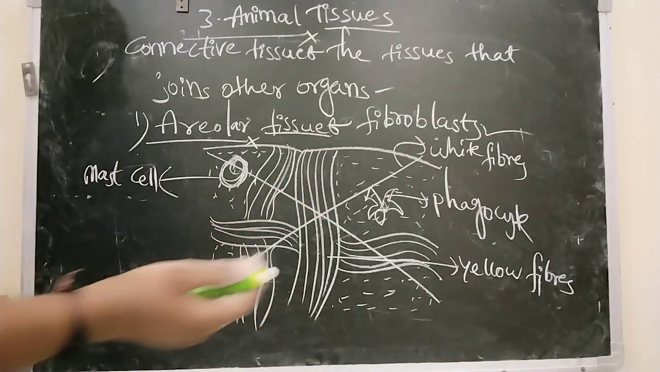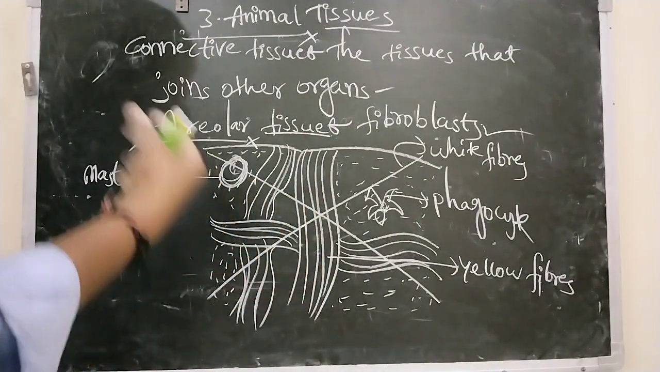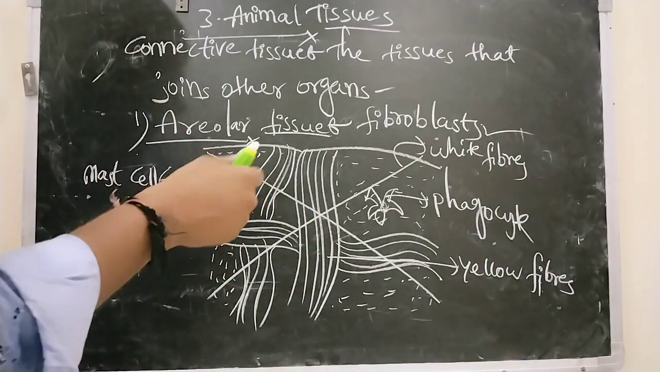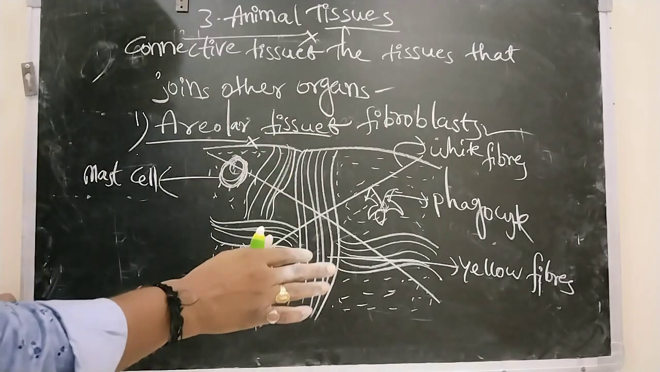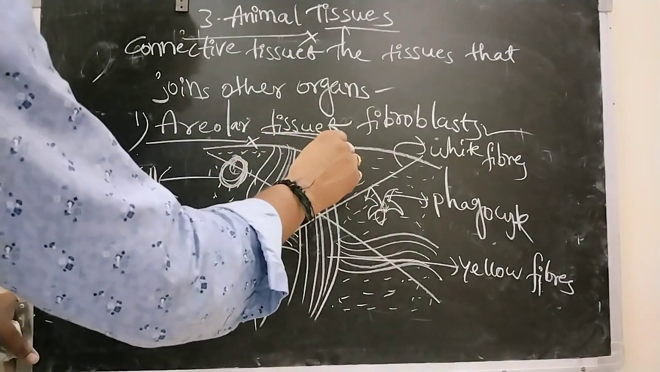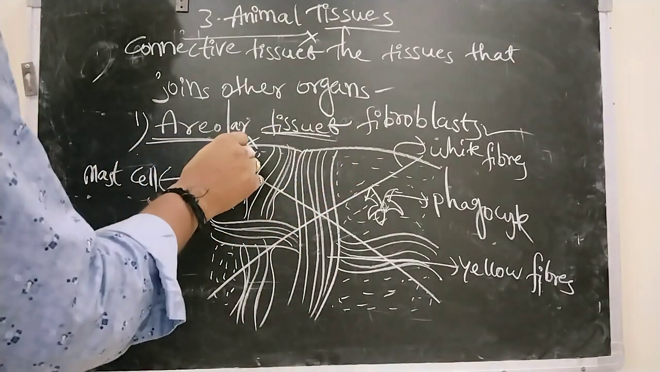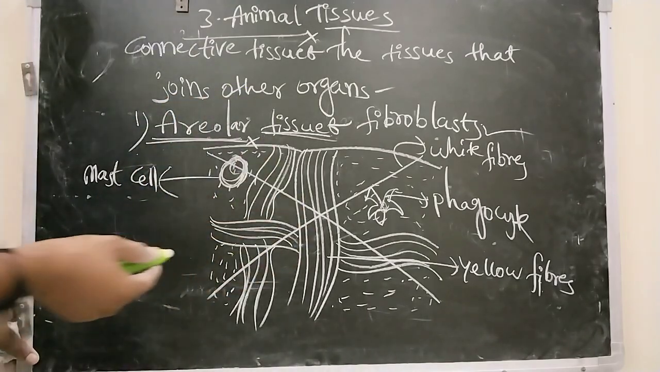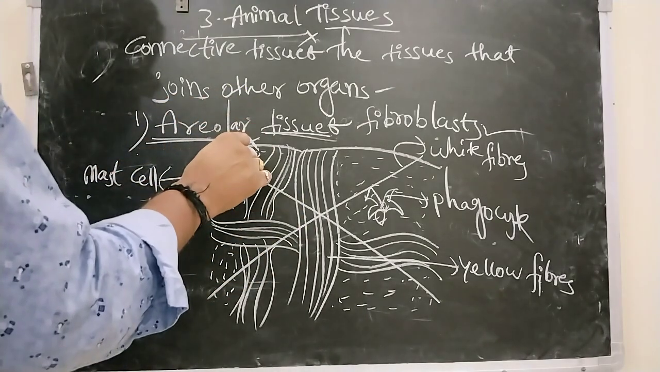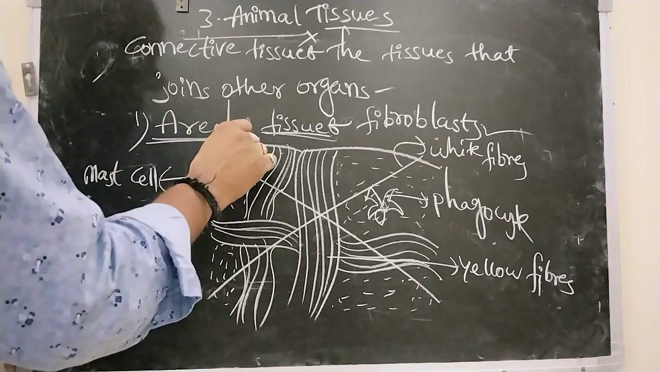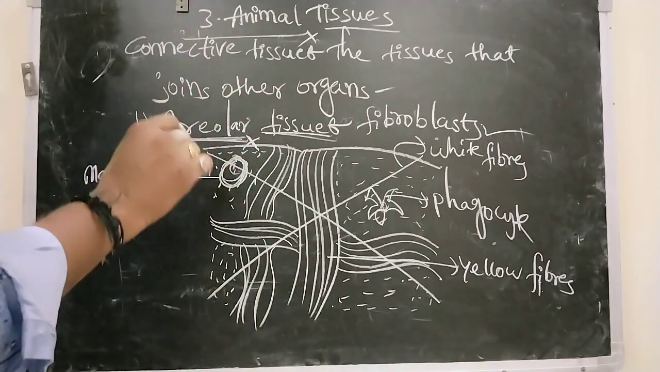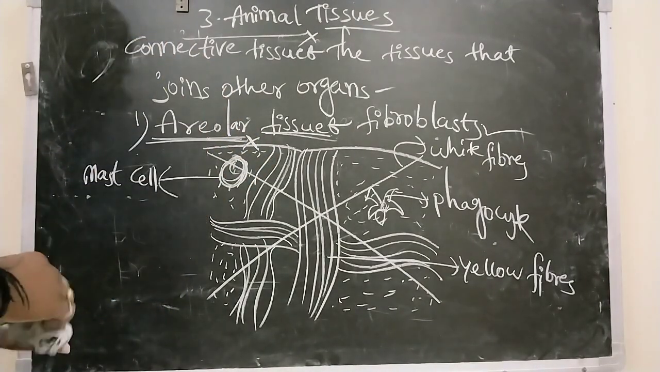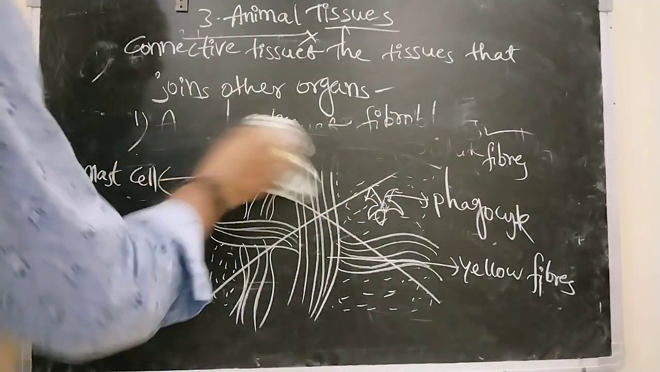For example, whatever movements we do, the body parts in our body are still fixed at a particular place. It is because of areolar tissue, because areolar tissue makes the body parts hold in position tightly. Okay, this is about the areolar tissue.